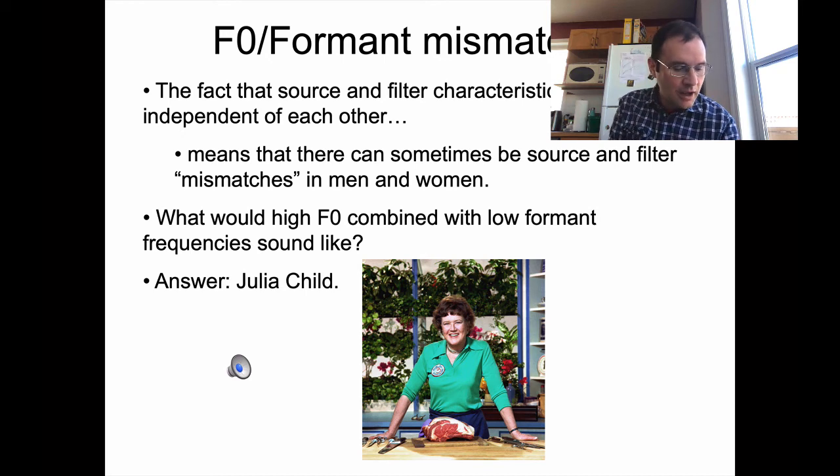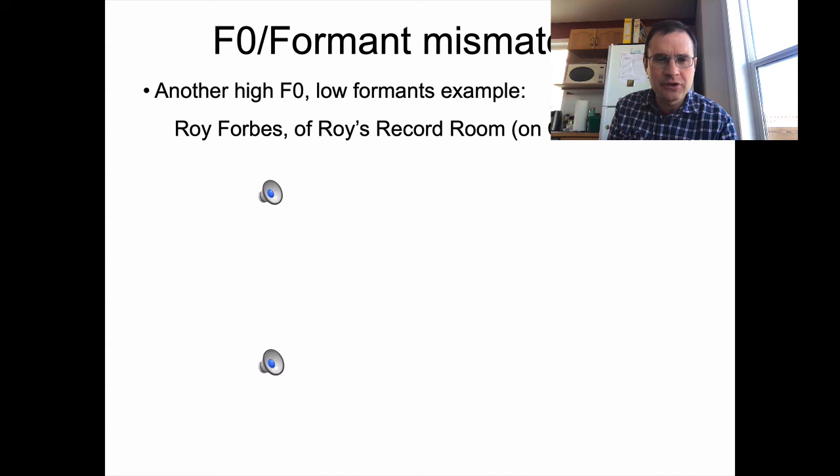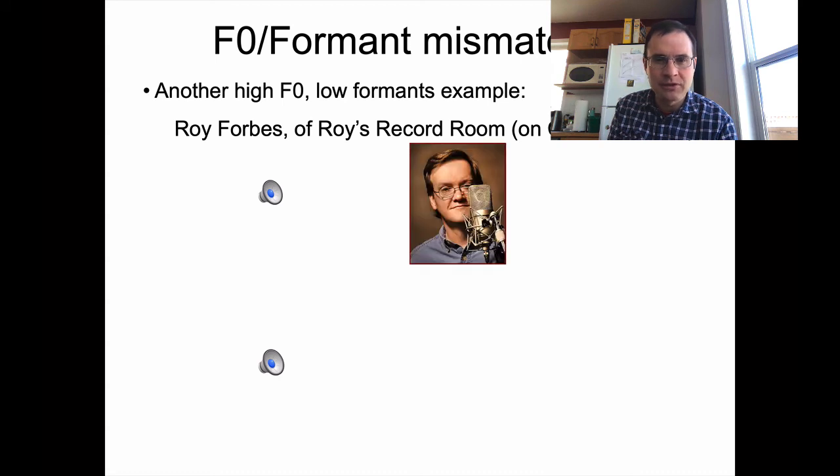Okay, like I said, Julia Child was a woman who just happened to be pretty tall. But again, these mismatches don't depend on what sex or gender you are. I heard an example from Calgary of the same sort of combination from a guy who is a DJ on the radio on CKUA. I don't know if he still works for them. His name is Roy Forbes. He looks like this. This is what he sounds like.